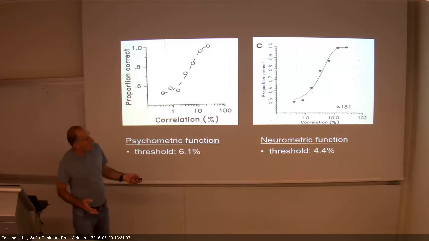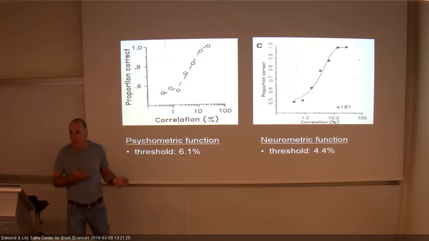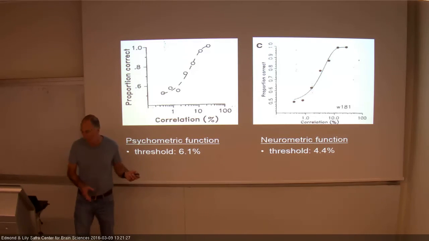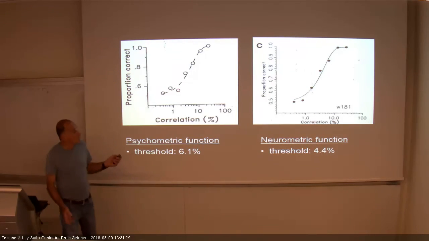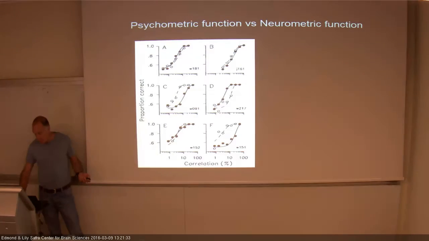You could go from 100, this is again a logarithmic scale, and you get the dots here, and you can use a Weibull function to approximate this and get a threshold, which is at 82%. Never mind the details. What's important is that you can get a threshold here for the monkey behavior, and a threshold here for the cell behavior. And lo and behold, these are quite similar. If not, the cells are even better than the monkey.